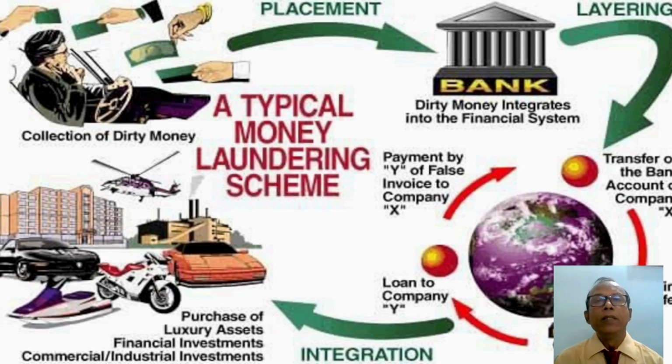In the placement stage, illegal money is introduced in the financial system. In layering stage, it is being moved around from one account to another account, from one company to another company. Sometimes it is sent offshore to some shell companies, and money is again brought back in the guise of some fake invoices. And then in the final stage, it is called integration. The money re-enters the economy looking clean.